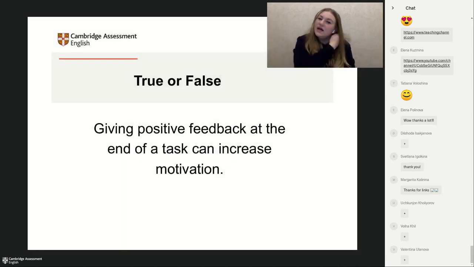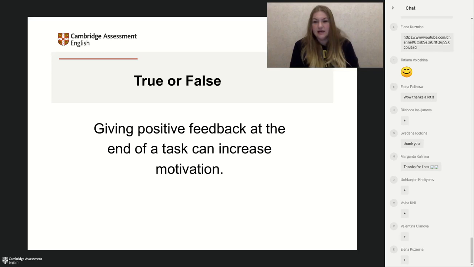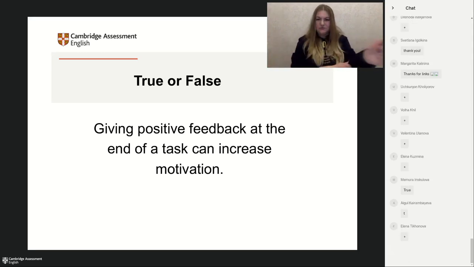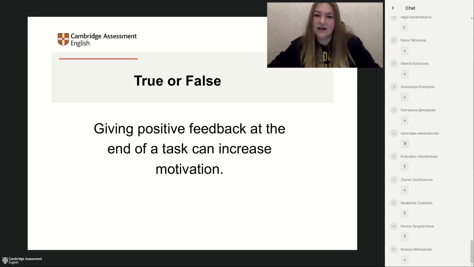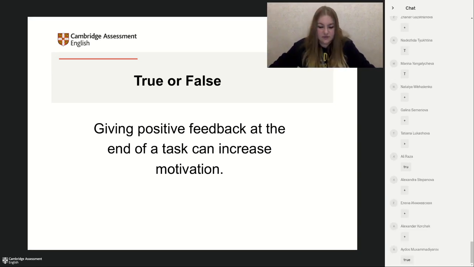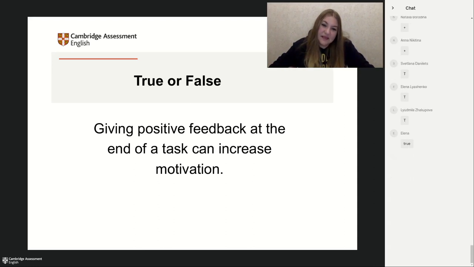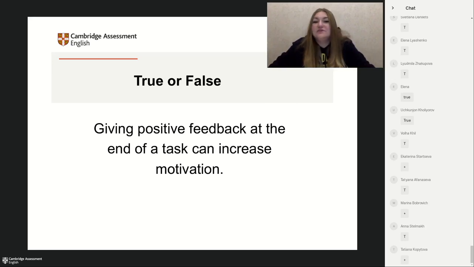The first one: giving positive feedback at the end of a task can increase motivation. So what do you think? Is it true or false? You can put plus or minus. Yeah, that's true. While giving positive feedback, we teachers review target language, of course, and the children develop a positive attitude to assessment.